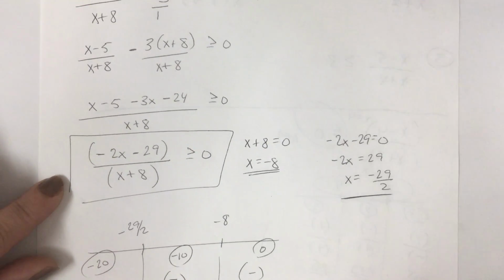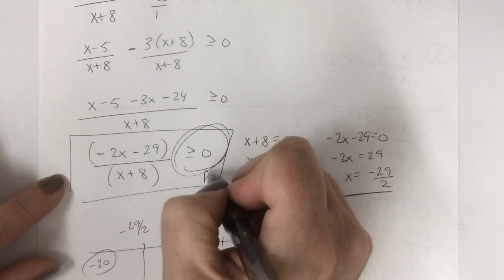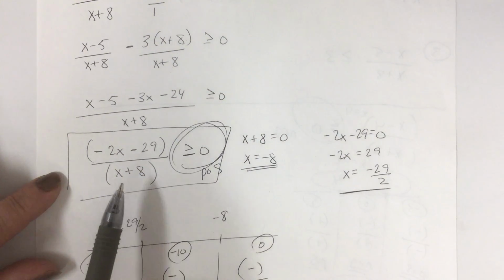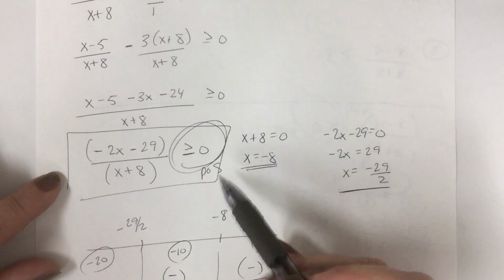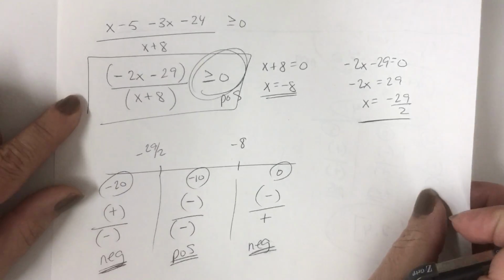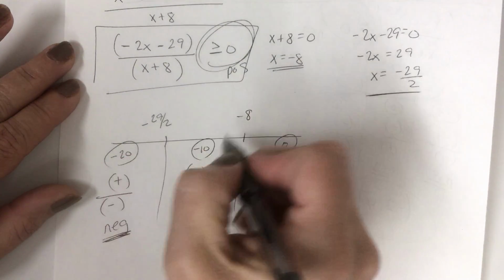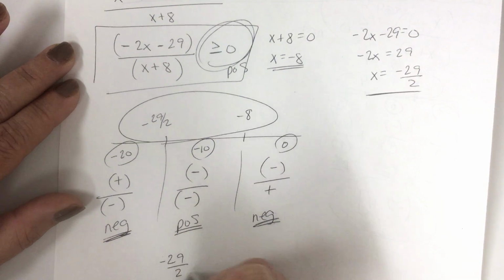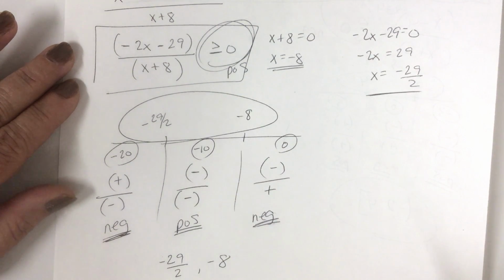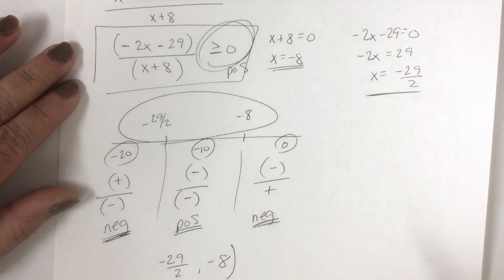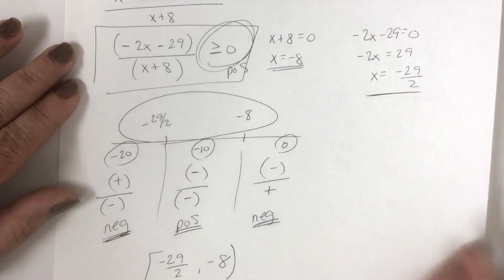So then you come up here. What am I looking for? I'm looking for positives, and I would put a bracket on it, except I can't put a bracket on my negative 8. So my positive section is my answer. So that would be this middle section. That's where it's positive. So negative 29 over 2 to negative 8. And I want brackets, but I can't put a bracket on my negative 8, so I got to put a parentheses there, and I want a bracket there.